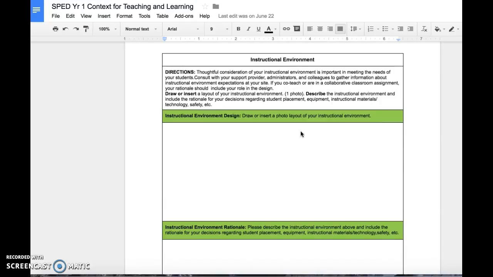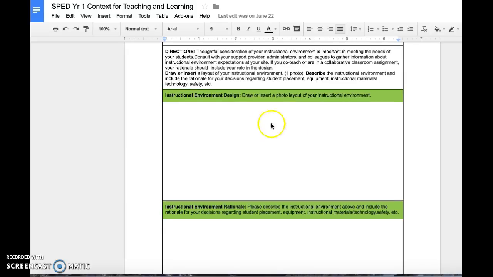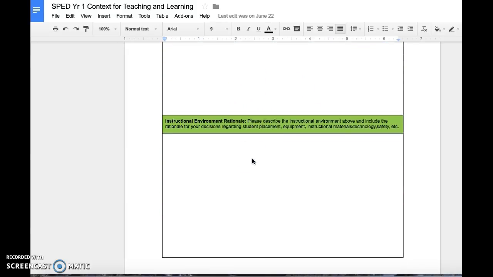Context for teaching and learning continues with instructional environment. Thoughtful consideration of your instructional environment is important in meeting the needs of your students. Consult again with your support provider, administrators, or colleagues to gather information about instructional environment expectations at your site and gather ideas for your design. Insert a photo, as well as describe in detail the rationale for your instructional environment.